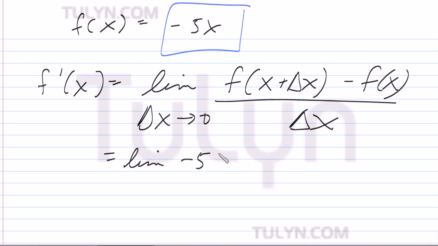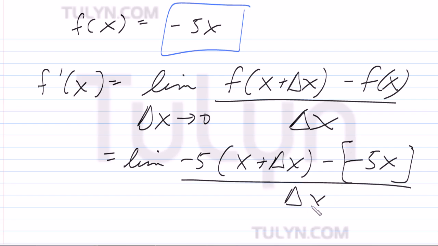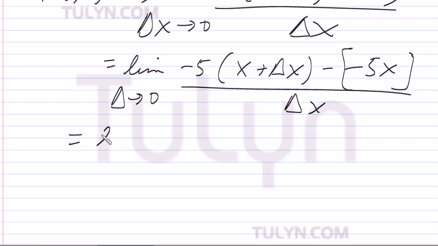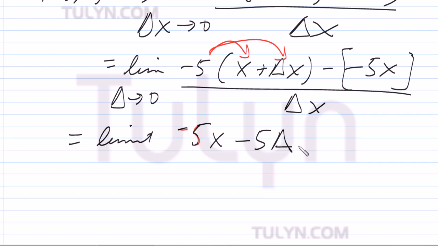You're going to get negative 5 times x plus delta x, minus negative 5x, divided by delta x, as delta x approaches 0. So then you get the limit, and you use the distributive property: negative 5 times x is negative 5x, and negative 5 times positive delta x is negative 5 delta x. And when you're subtracting a negative, you're adding, so add 5x, all over delta x.